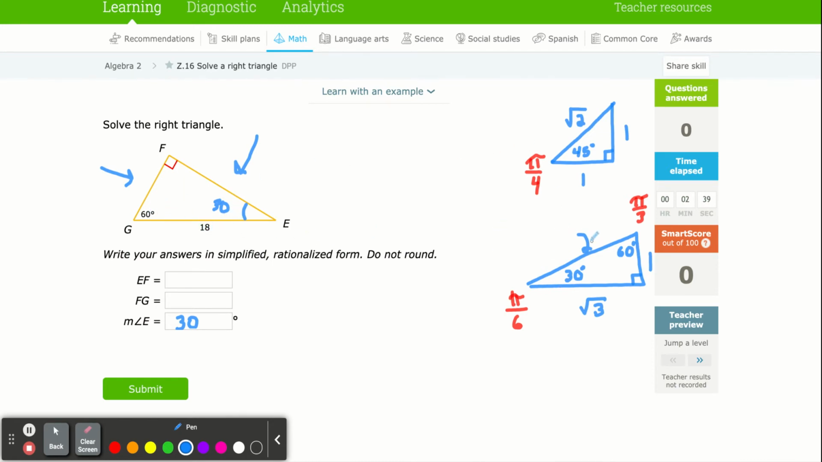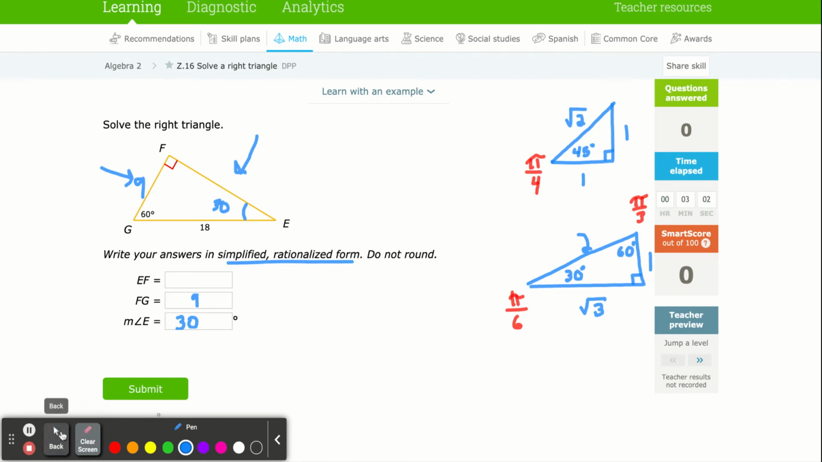So since this is a 30-60, the shortest side that's next to the 60 or across from the 30 is half the length of the hypotenuse. That means the length of FG is 9. So FG is 9. And then we know to multiply that by the square root of 3 to find the longer side FE. And it says write your answer in simplified rationalized form.